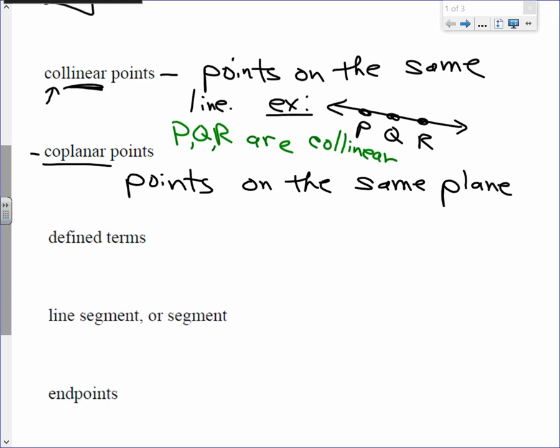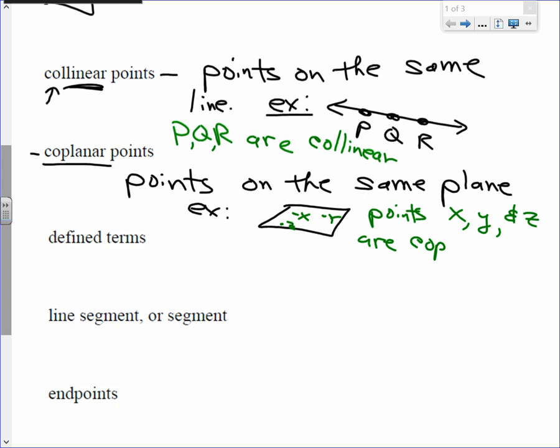So let me draw a plane. I'm going to put an example. Draw like a flat surface, like a tabletop. I'm going to put X, Y, Z. We'll put points X, Y, Z. They are coplanar. For defined terms, go ahead and cross that out.